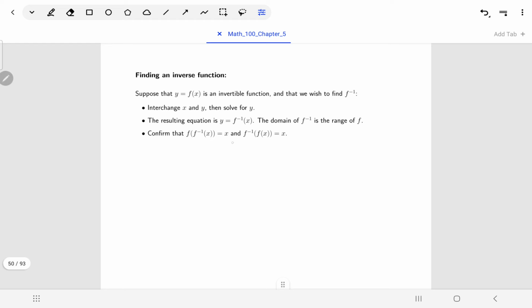And then at the very end, you should always confirm that you're right, confirm to see that f composed with f inverse does give you x, and the reverse also true, f inverse composed with f does give you x.